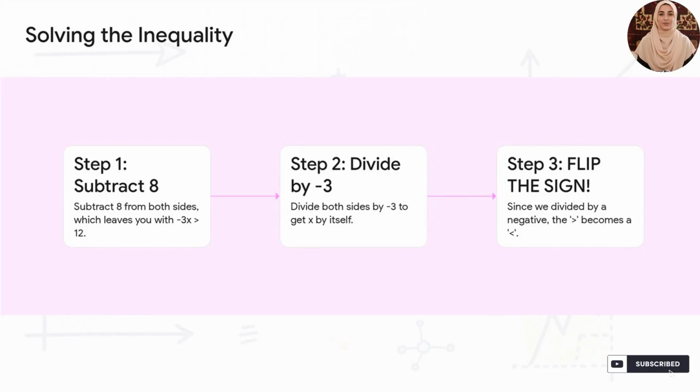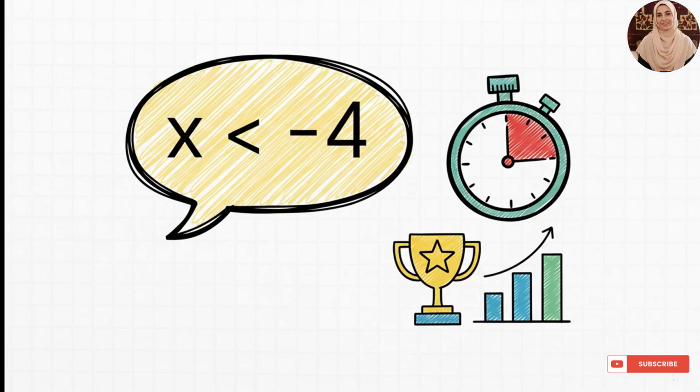First, we subtract 8 from both sides. That's easy enough. That leaves us with -3x is greater than 12. And now for the critical moment. We have to divide by -3 to get the x alone, which means we have to flip the sign. That greater than symbol becomes a less than. And there it is, our final answer. X is less than -4. Once you get some practice in, you'll be knocking out problems just like this in under a minute. That's how you build momentum and rack up a great score.